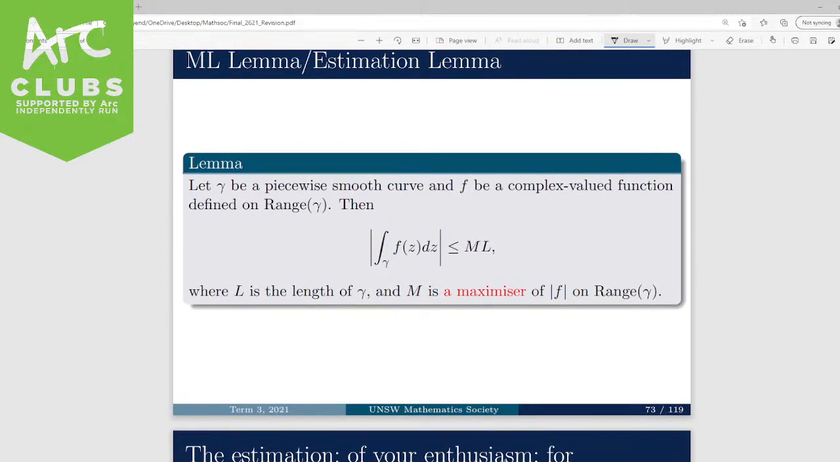Now this lemma over here, the ML lemma, otherwise known as the estimation lemma, it's a pretty useful one for giving nice little upper bounds. So if you're trying to integrate this f over your piecewise smooth curve gamma, its modulus is always less than or equal to M times L, where the L is the length of your curve. If your curve, for example, happens to be a circle, that'd just be the circumference. And your M is a maximizer.